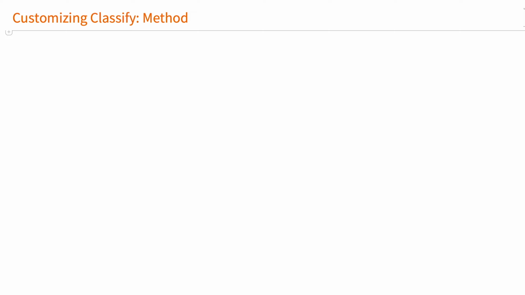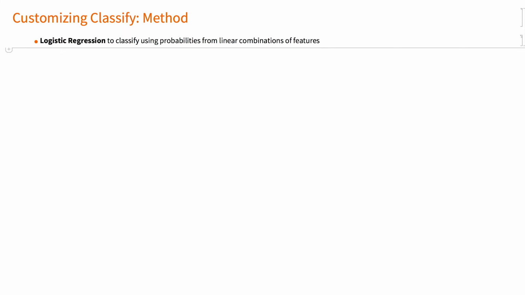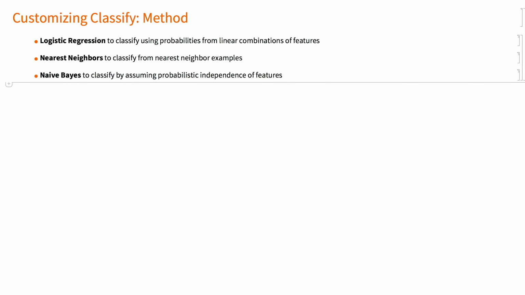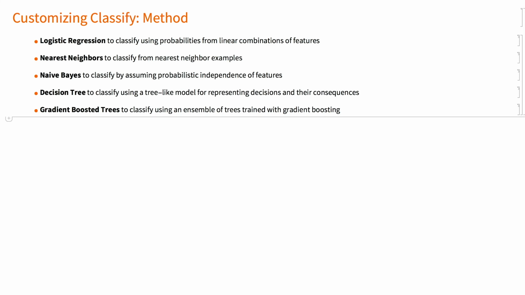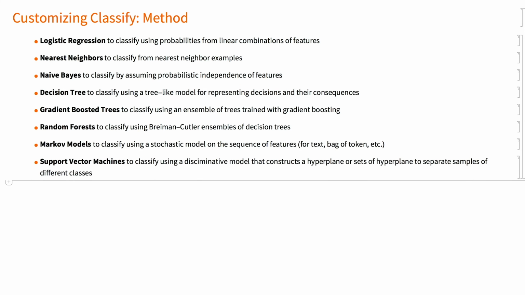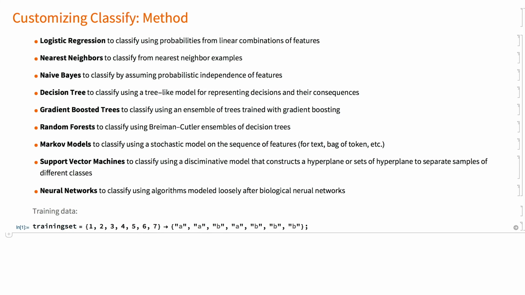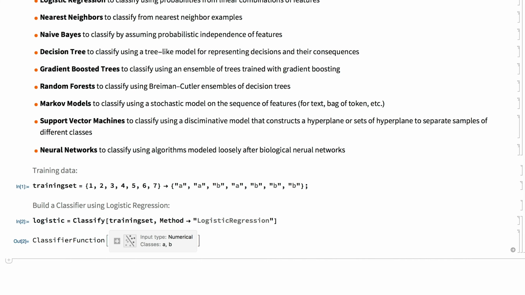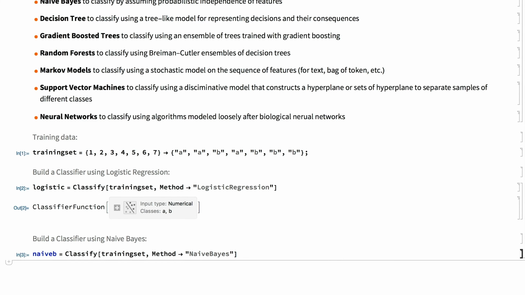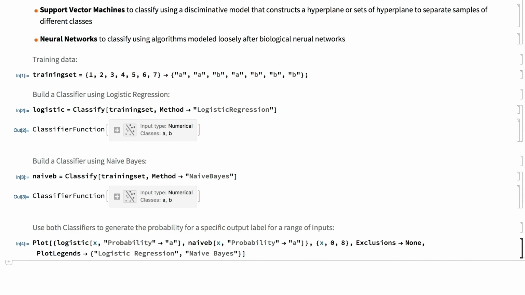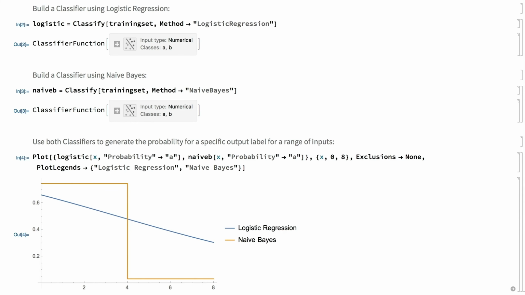Classify can be configured to use one of the many well-known classification algorithms as a method. Whether it's logistic regression, nearest neighbors, naive Bayes, decision tree, gradient boosted trees, random forests, Markov models, support vector machines, or even neural networks. Let's compare the performance of 2 different classifiers trained on the same data. One is set to use logistic regression and the other naive Bayes. We see that the decision probability for a sample belonging to class A reduces gradually for the logistic regression classifier, whereas it is a sharp change for the naive Bayes classifier.